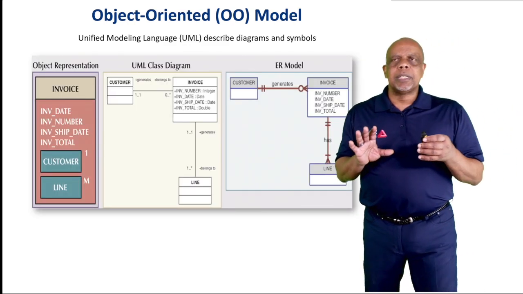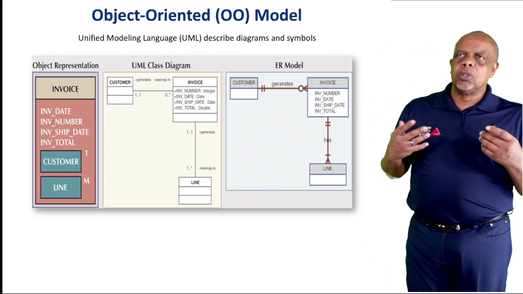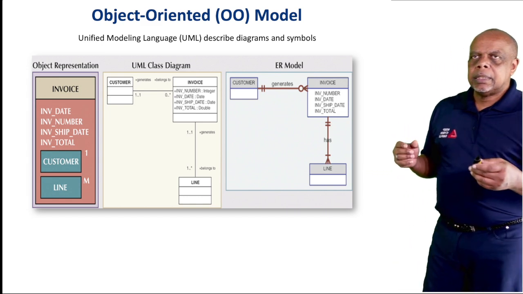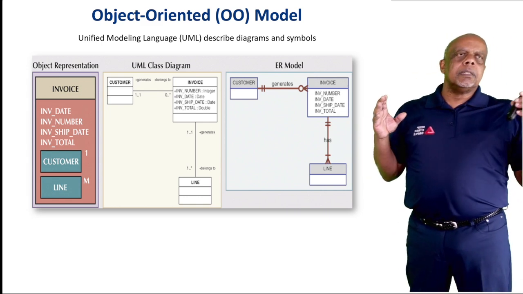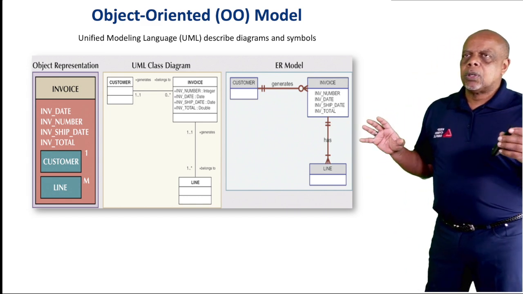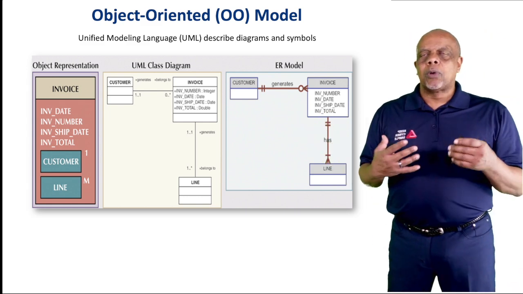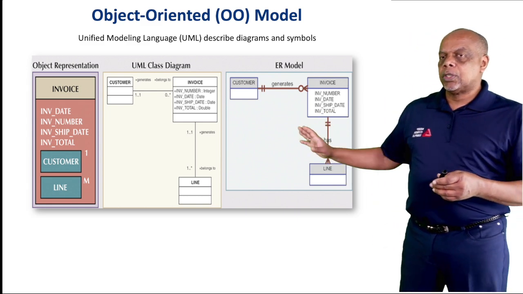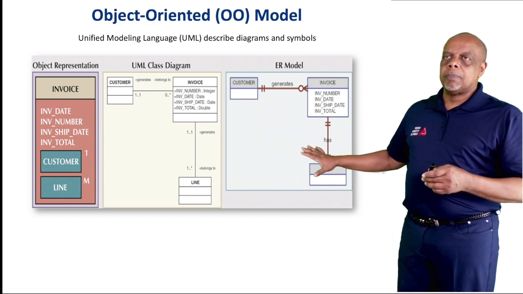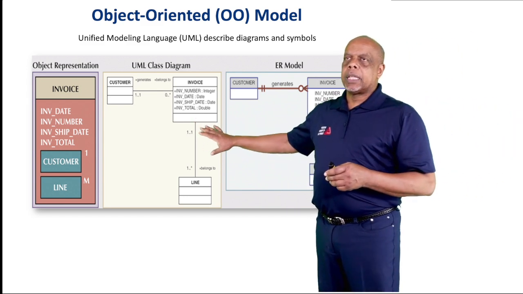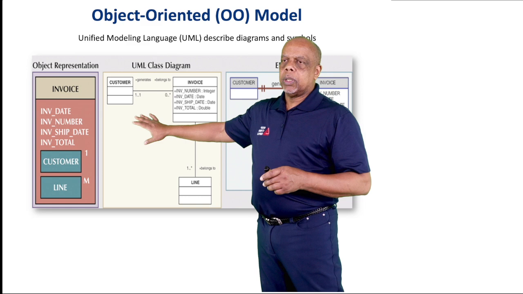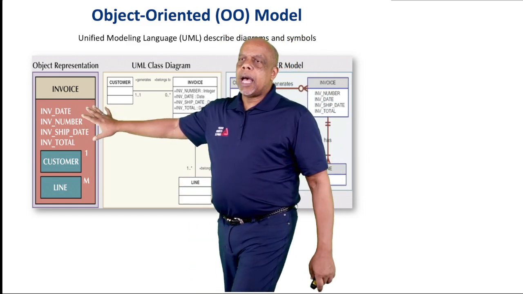So when we think about object-oriented modeling, we use what we call the Unified Modeling Language, UML, that describes the diagrams and the different symbols. What I put together here is how you can look at representation from all three methods. We just talked about the entity relationship model. This is what UML would look like, and this is what our object would look like over here, okay? So this is object representation.